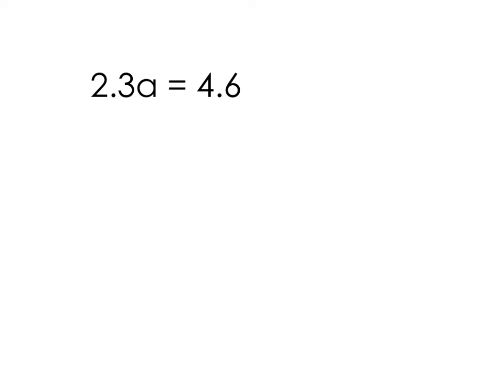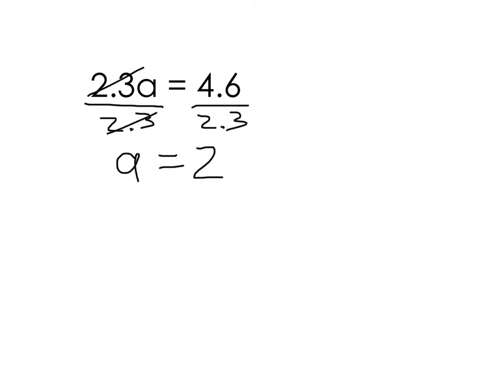2.3a equals 4.6. We need to get a by itself. We don't want 2.3 there. It's 2.3 times a, and the opposite of multiplication is division. We can eliminate the 2.3 by dividing both sides of the equation by 2.3. 2.3 over 2.3, in fact, any number over itself is 1, so that leaves us with just a, and 4.6 divided by 2.3 is 2. So a equals 2 is our solution.